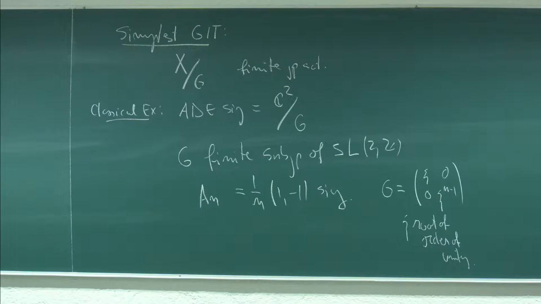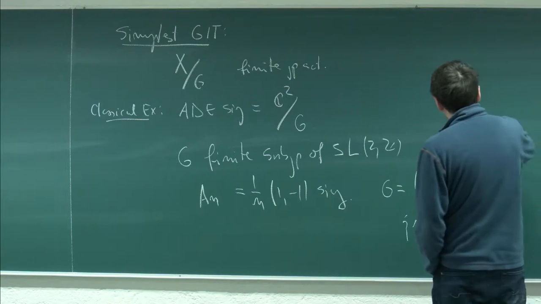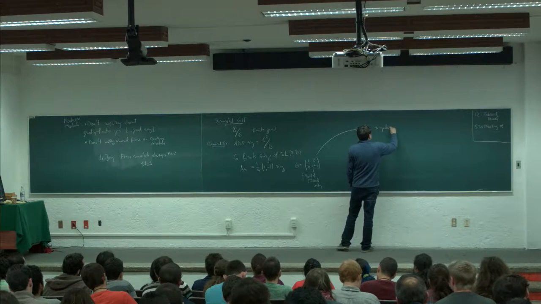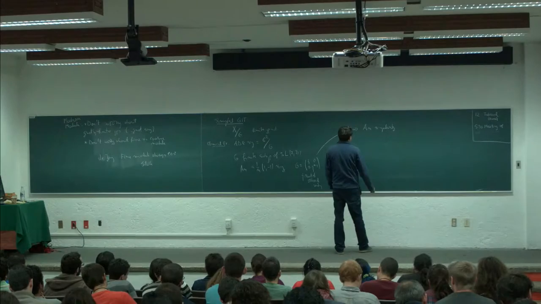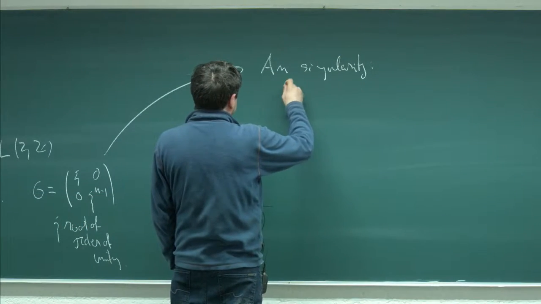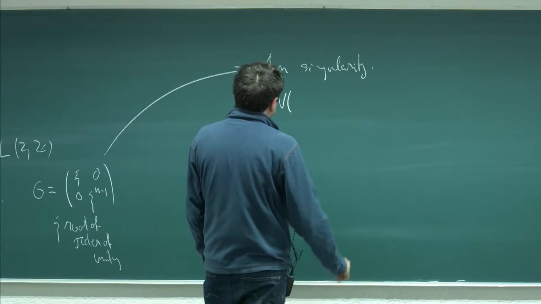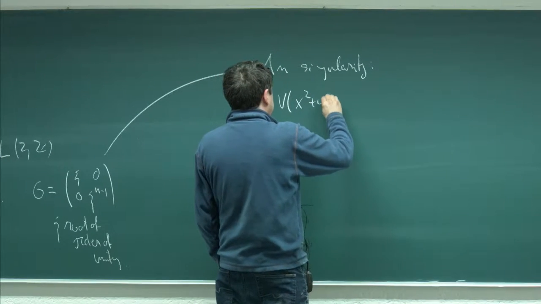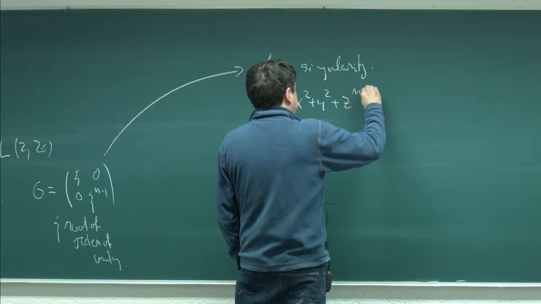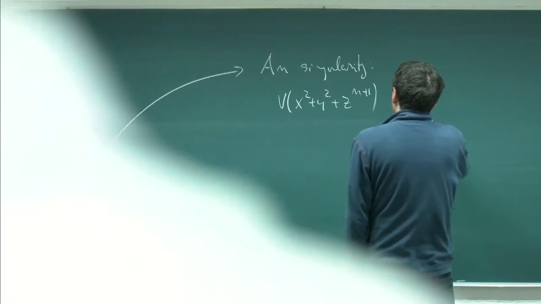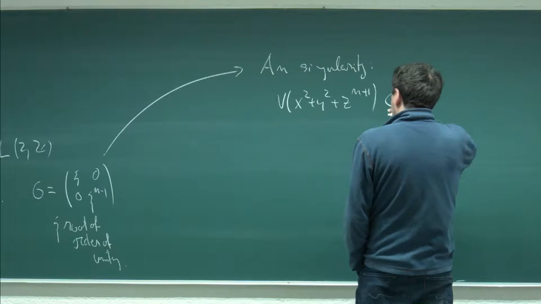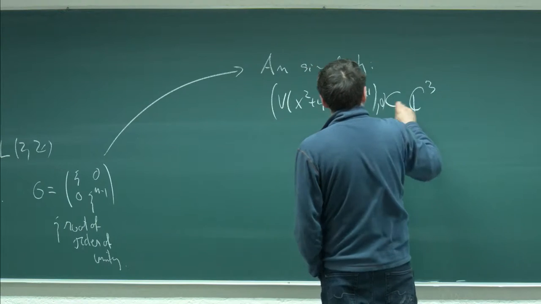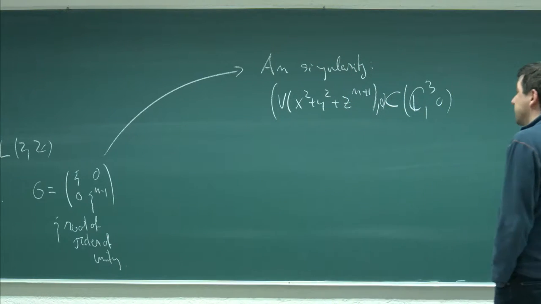And let me show you, we know that an A_n singularity is the same thing as given by the vanishing locus of x^2 + y^2 + z^(n+1) inside C^3. So this is a germ of a singularity inside three-space.